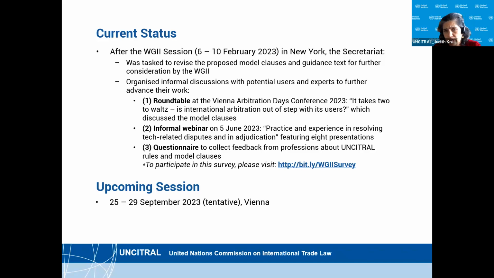So where are we now? We had our last session in February in New York. We were asked to revise the model clauses as you find them in our last paper. This is the usual type of work we are doing. It's kind of ping pong between the Secretariat and the working group. So now the ball is in our camp. We have to revise the model clauses according to the guidance that the working group gave us.